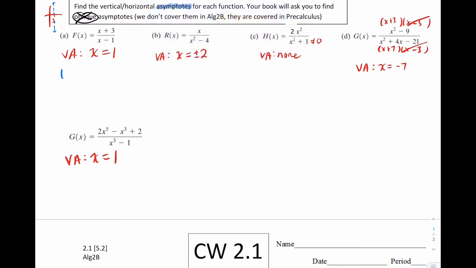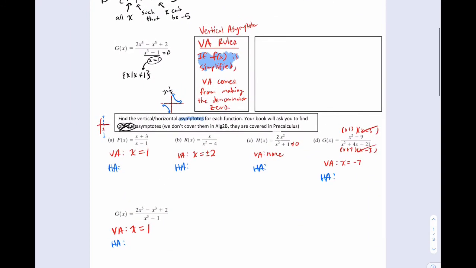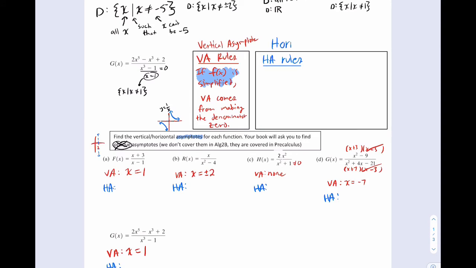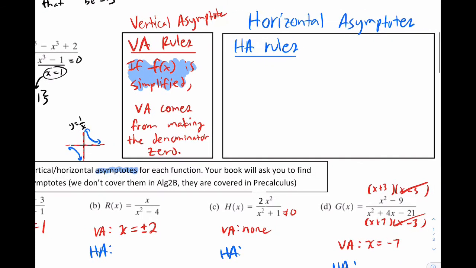Now the next part is going to be your horizontal asymptote, or your HA. So I wrote HA into all these for you. This is the more complicated part. So I'm going to show you the rules. We're going to do it, and then I'll kind of talk through what it means. So HA rules, you can take notes over here. And HA stands for horizontal asymptotes.